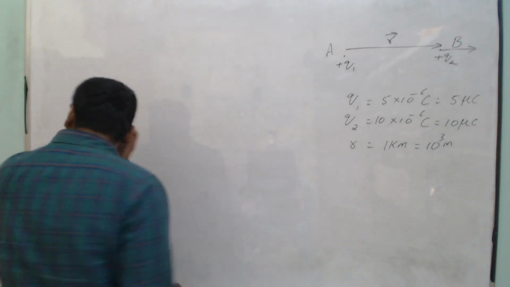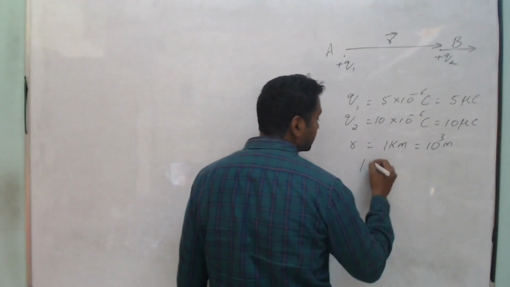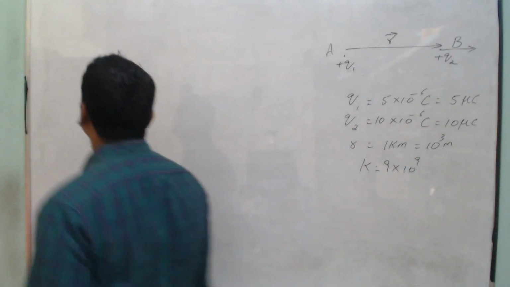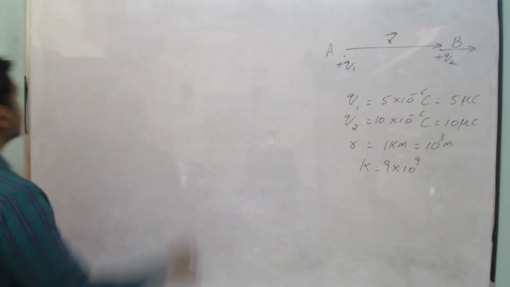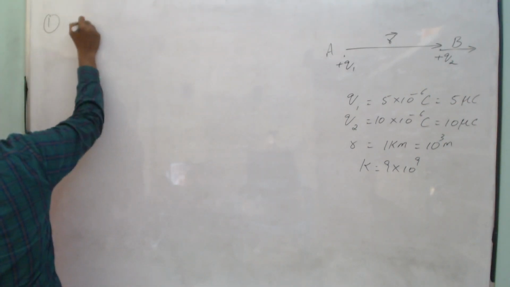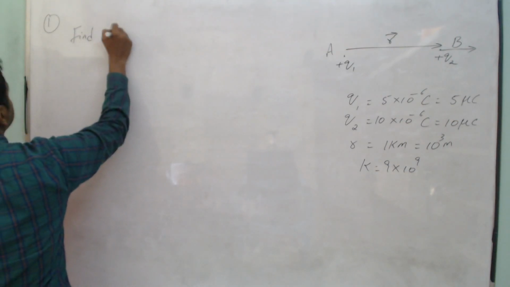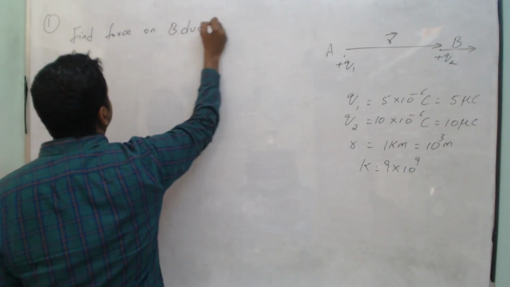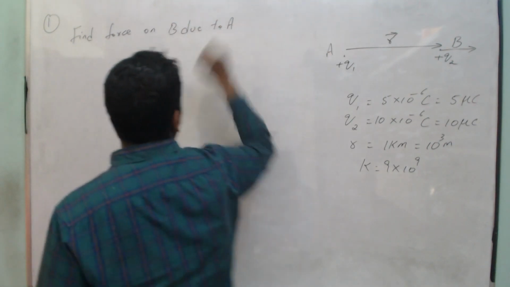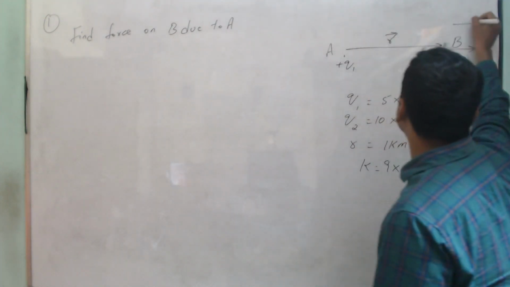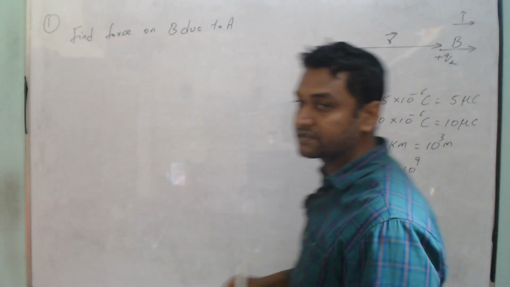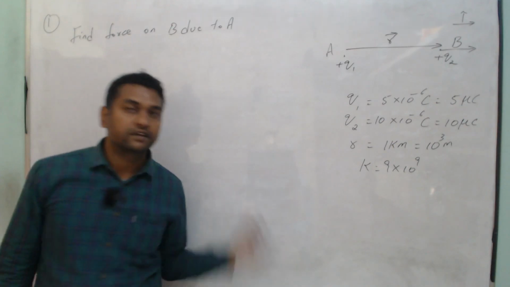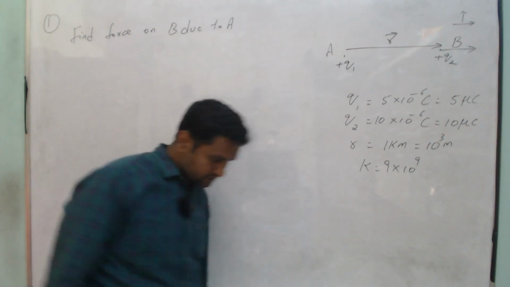Okay, and the K value, we know that K is nothing but 9 into 10 power 9 in SI units. So this is the first question: find the force on B due to A. Take the direction as I cap, along the X axis, as we usually do. Substitute in that and tell me what it is.